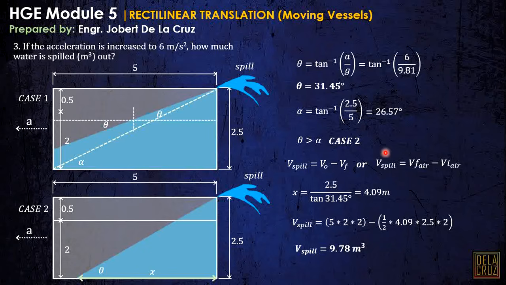Pwede rin gamitin natin ito in terms of the air, but as you can see, trapezoid yung air natin dito. Mas matatagal lang tayo, no? Compared dito, compare sa water. Well, if we are in case 1, mas magandang gamitin ito. Volume of spill, air yung basis natin. So, this one, the final volume of air here is triangle, then minus the initial volume of air, which we can solve using this one. Ito, yung initial volume. Okay? Now, that is the answer.